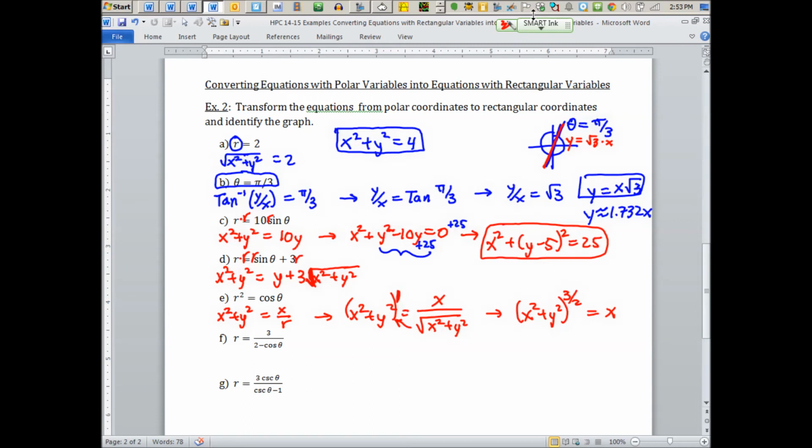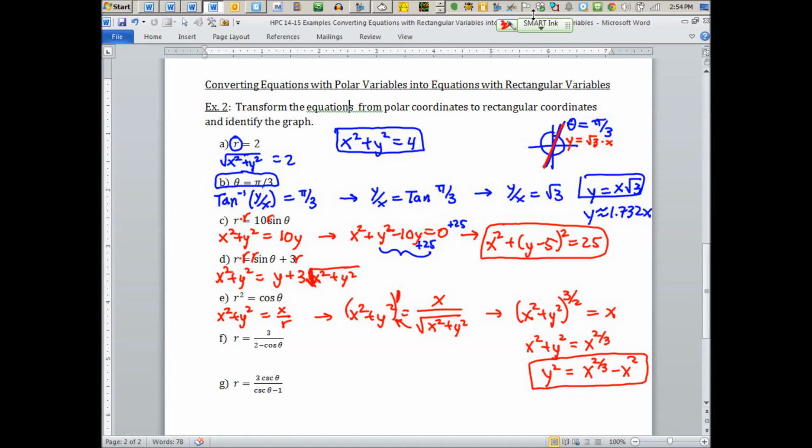And you could easily solve this for y. Just do a 2/3 power. That gets rid of your 3/2 power. Subtract the x squared over. You get x to the 2/3 minus x squared. And even do the square root if you wish. Don't forget the plus and minus.